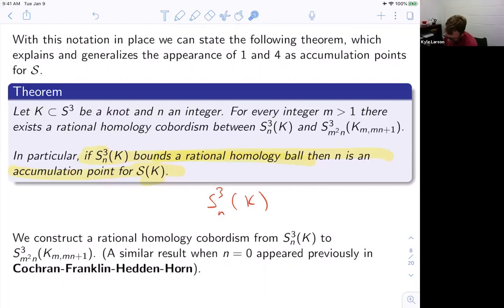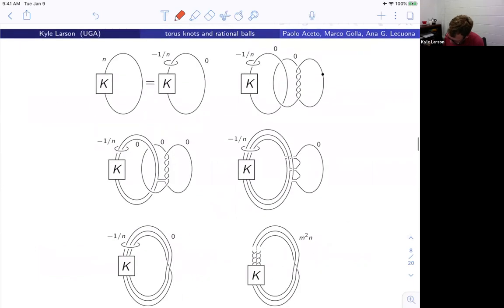Okay, so to prove this, we're going to construct a rational homology cobordism from N surgery on K to the surgery on the table. And I'll point out that there's something similar when N is zero that appears in a paper by Cochran, Franklin, Hedden, and Horn. So here is the proof.